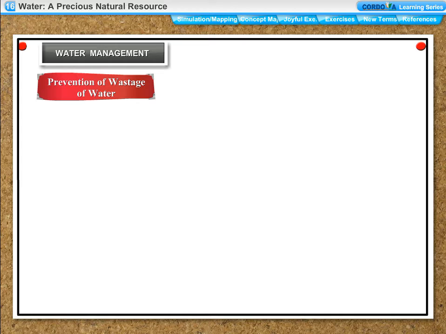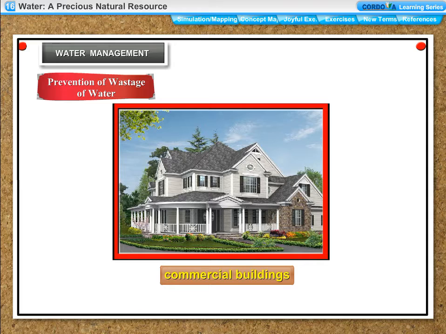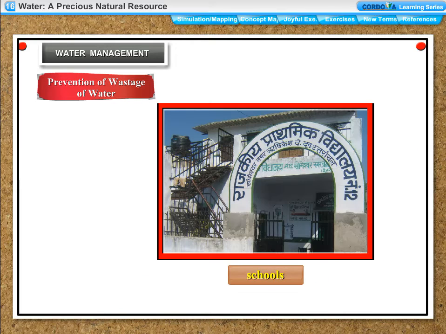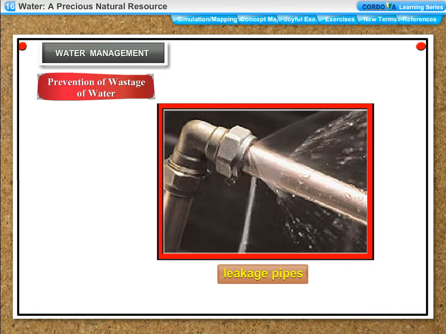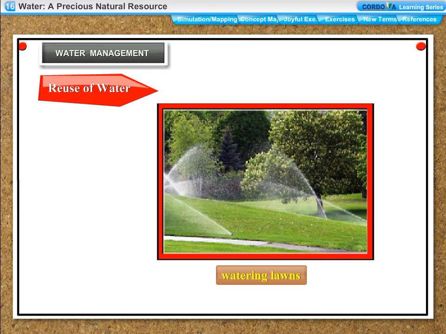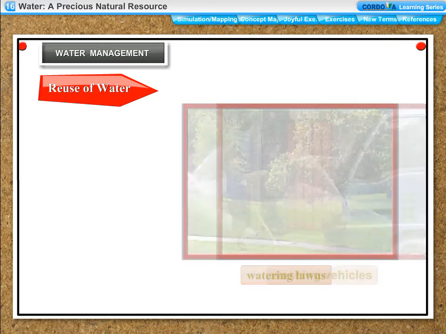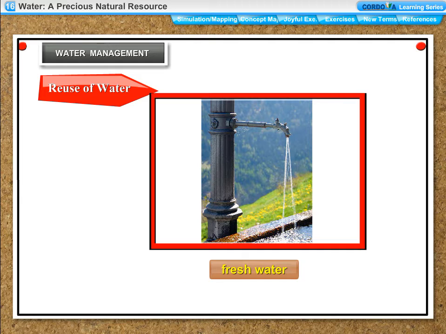Prevention of wastage of water. The wastage of water in households, commercial buildings, schools and public places can be prevented by closing taps when not in use, repairing any leakage from pipes, etc. Reuse of water. The treated wastewater can be used for watering lawns and gardens, washing vehicles and floors of the building, and for construction purposes. It helps in saving fresh water.